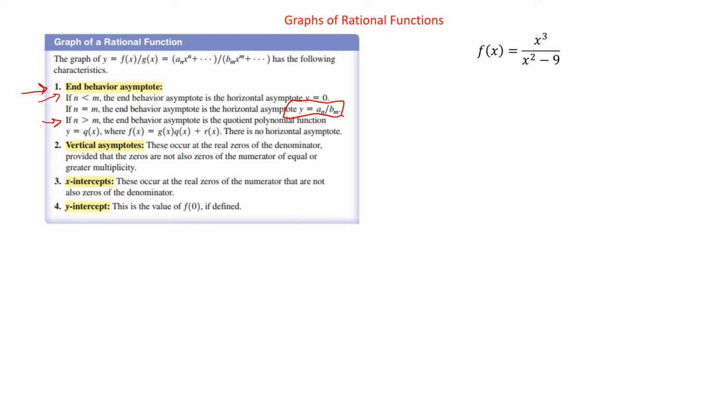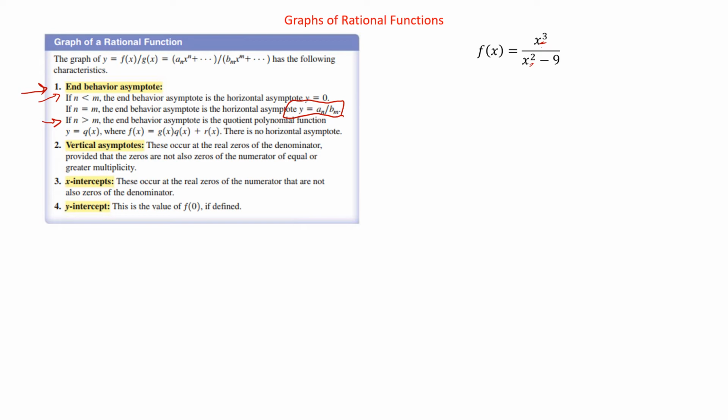So here, the first thing we want to look at is end behavior. We have f of x equals x cubed over x squared minus 9. So for the end behavior, we look at the degrees. We have a cubed on top and a squared on the bottom. The cubed is bigger, which means there's no horizontal asymptote, but there's a slant asymptote.